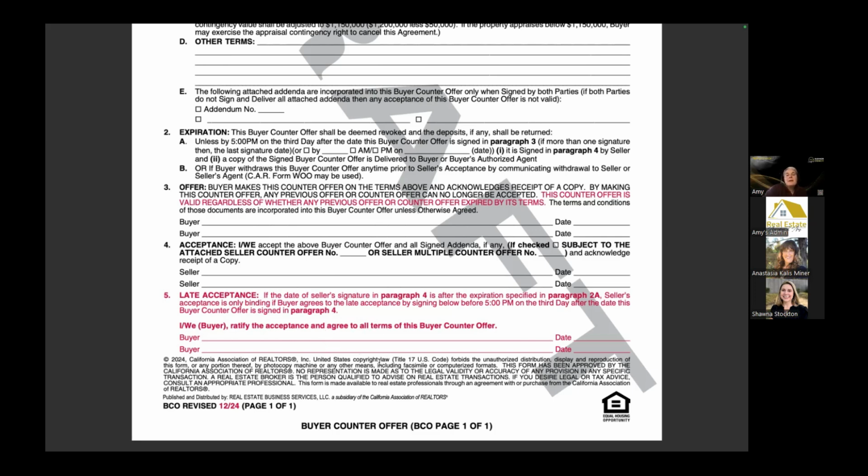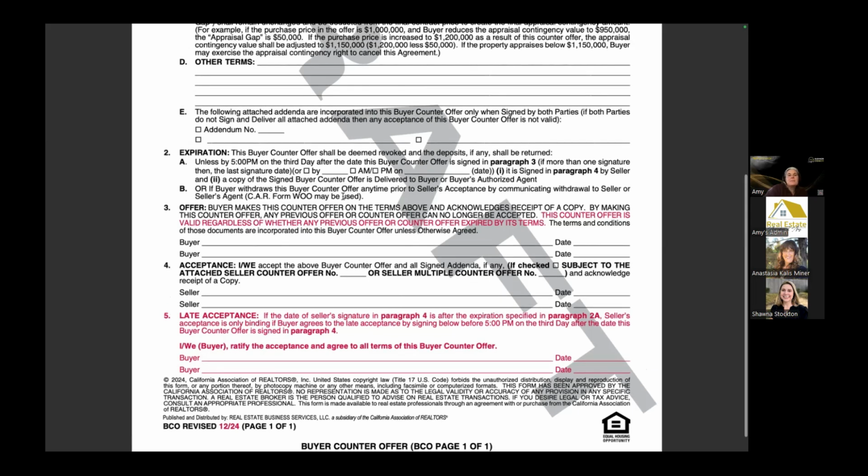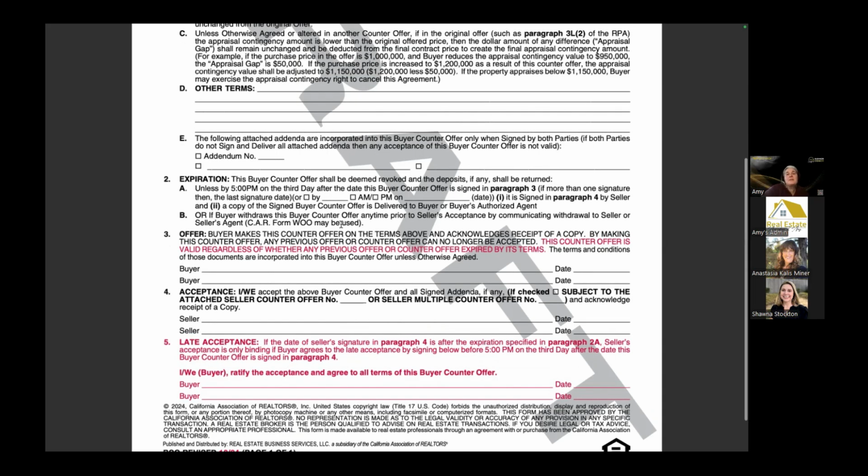So the only time the buyer needs to sign this bottom section is if the timestamp in section 4 exceeds the expiration in 2A. Okay, other than that, the buyers don't have to sign this. Buyers would sign that they're making the offer on 3. Sellers would sign that they're either countering it or accepting it in 4. So the only time we go down to number 5 is when the seller's signature is after the time stated in 2A. Any questions about the changes to the buyer counter offer?